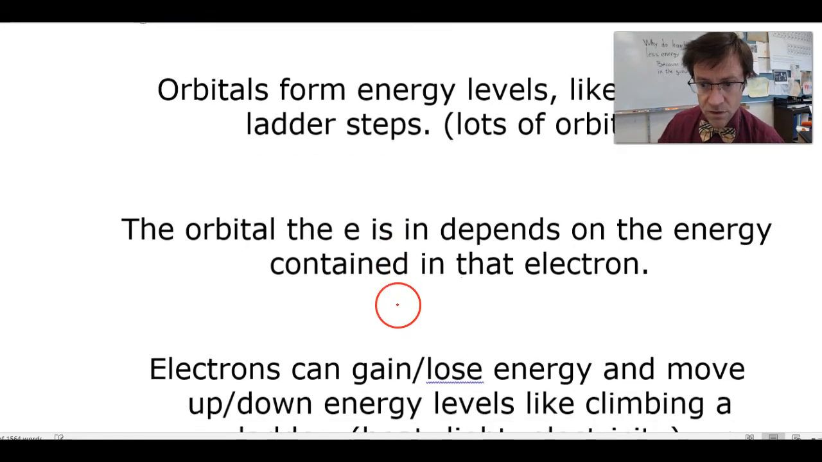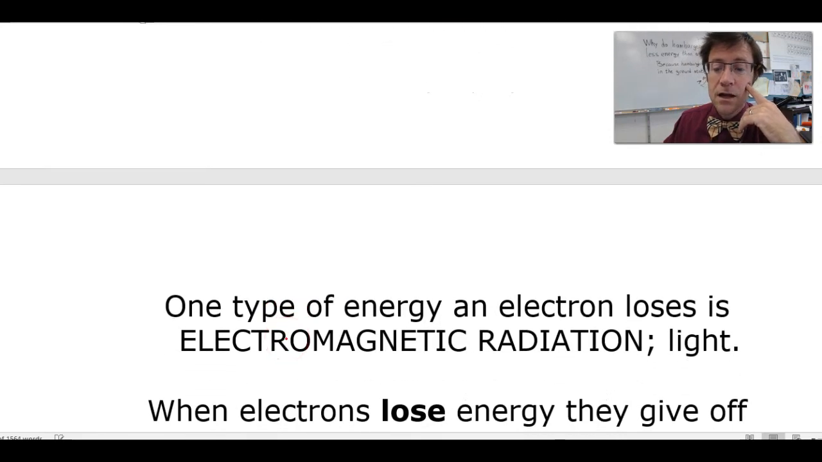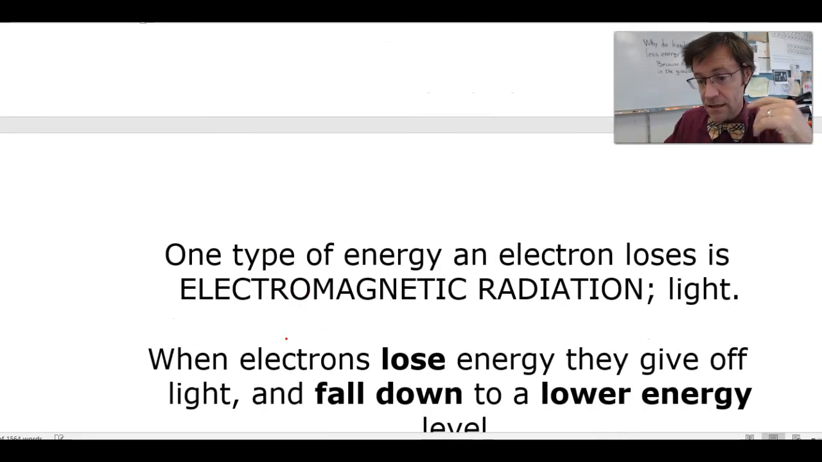And now here's something that we talked about. This is where Bohr almost had all of his stuff. Electrons can gain and lose energy and move up and down energy levels like climbing a ladder. And the kind of energy you can gain or lose to do this is pretty much anything. Light, heat, electricity, you name it, it can do it. However, we are going to stick mostly with light because that's just the easiest and makes the most sense.